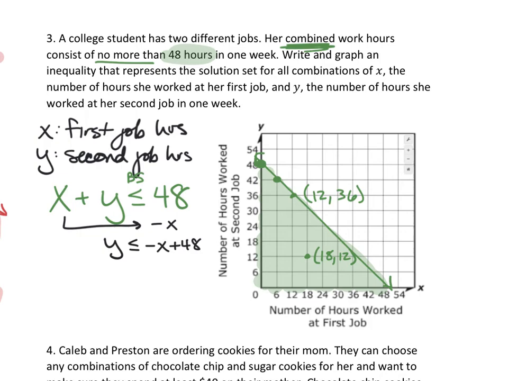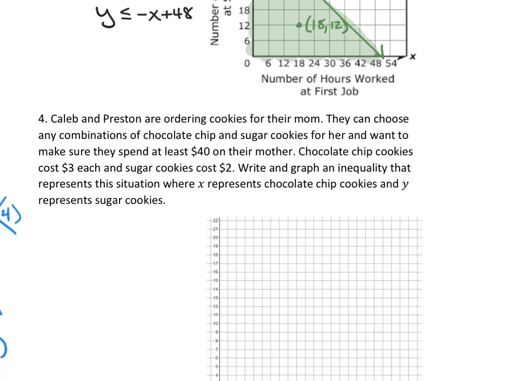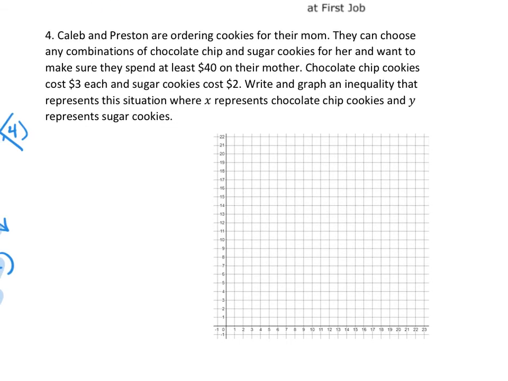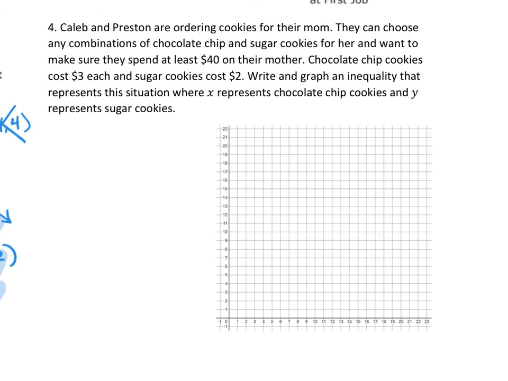Cool. This last one's really cool. It says, Caleb and Preston are ordering cookies for their mom. They can choose any combinations of chocolate chip and sugar cookies for her and want to make sure they spend at least $40 on their mother. They're good kids. Chocolate chip cookies cost $3 each and sugar cookies cost $2. Write and graph an inequality that represents a situation where X is chocolate chip cookies and Y is sugar cookies.